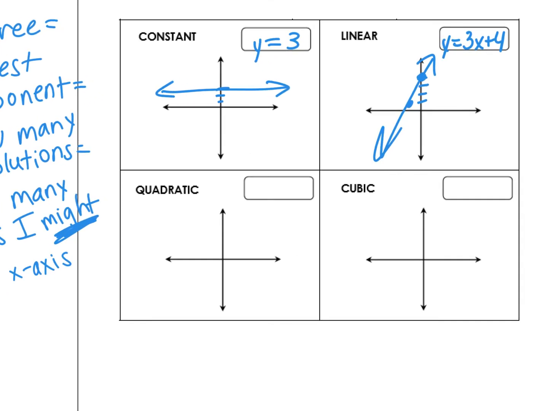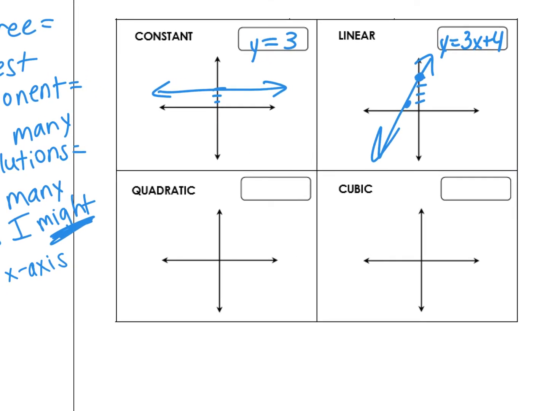Then we have quadratics. Again, we're just going to do a rough sketch. I'm just going to do the parent function to keep this easy. Y equals x squared. That's going to have a vertex at the origin, right? Just kind of a U parabola shape.